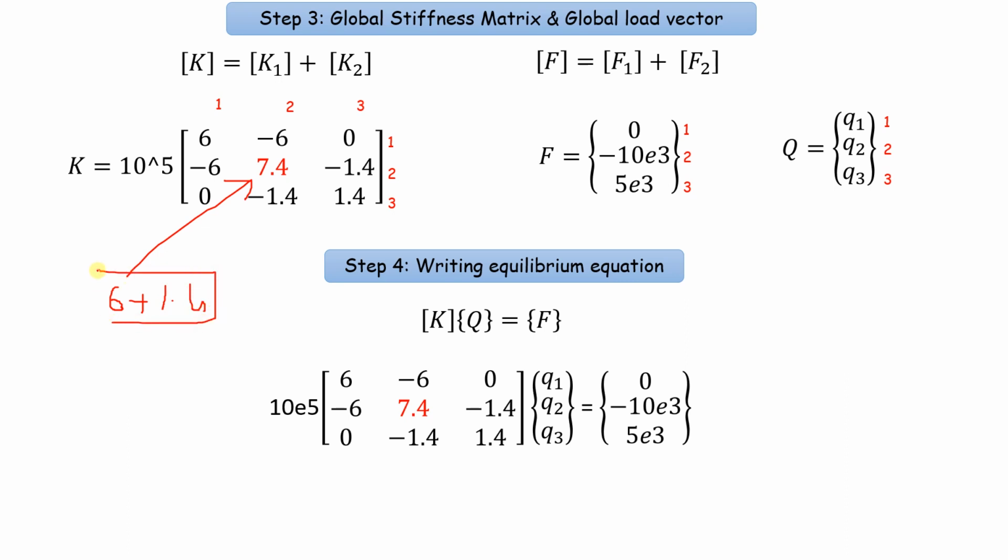Whichever the common element, when both the elements have it, the terms will get added over here. Since K22 is there with respect to the first element and with respect to the second element, those terms will get added here and that is written over here. And the remaining terms are written: minus 1.4, minus 1.4 and 1.4. All other values, that is K13 and K31, will be 0. So this is your global stiffness matrix.